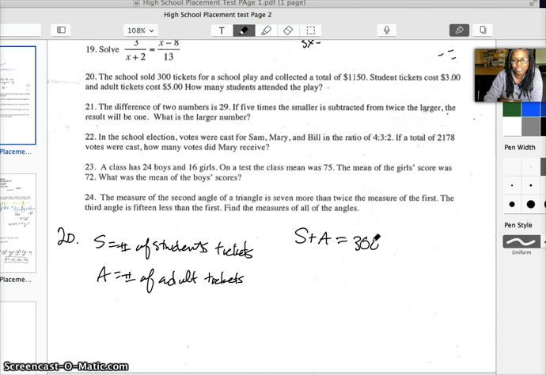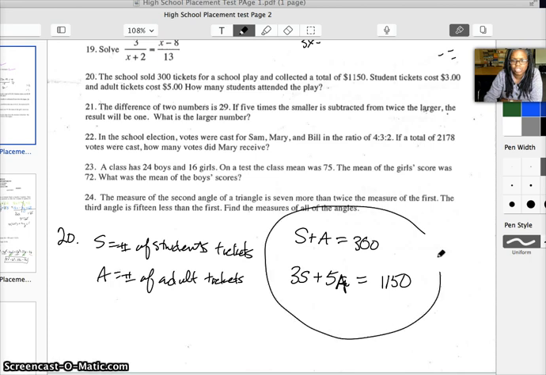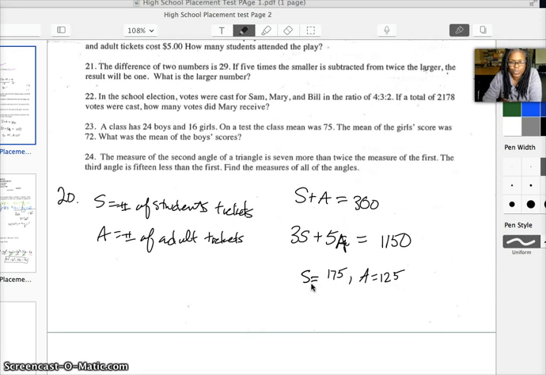Okay, and the next thing you need to do is to observe the cost. If it costs $3 for a student ticket, that would mean 3 times each student ticket plus, and it costs $5 for each adult ticket, 5 times each adult ticket, I should use a capital A to be consistent, is going to give you the amount of money that was received. So here is your system of equations, and I think I'm going to let you guys solve it. And so this is your answer, and I know you guys can find that on your own, so I'm going to just leave you with the answer so you can check.